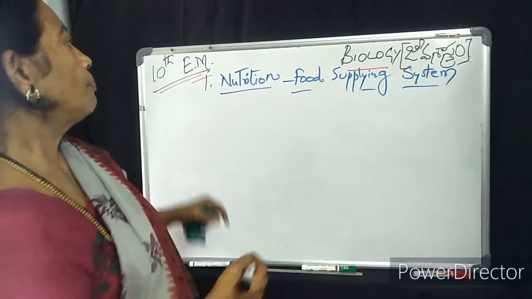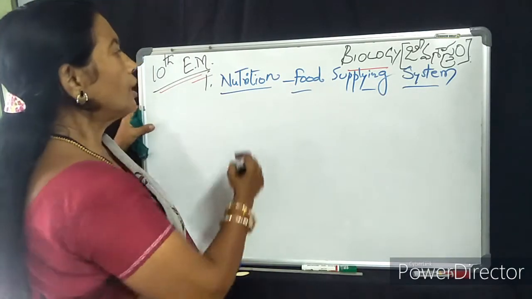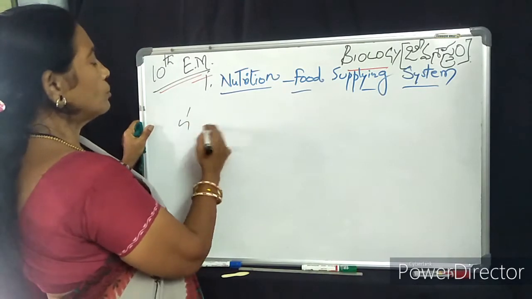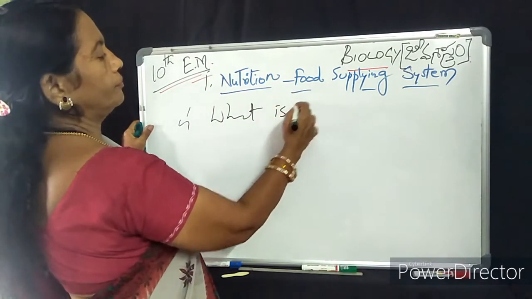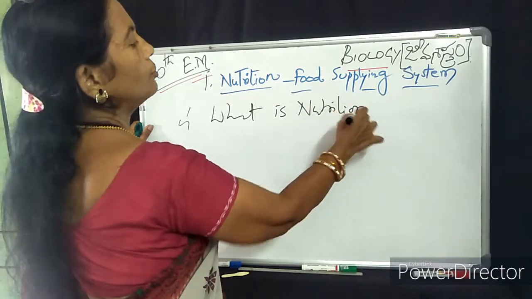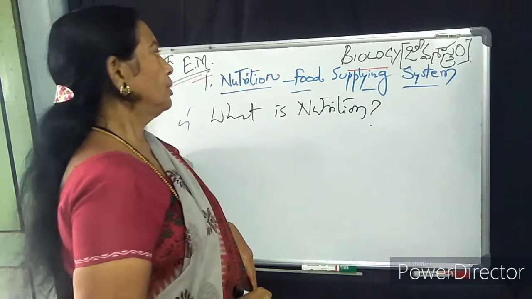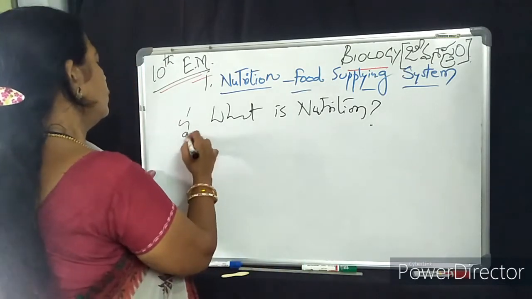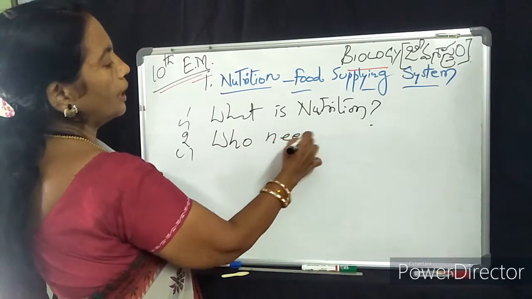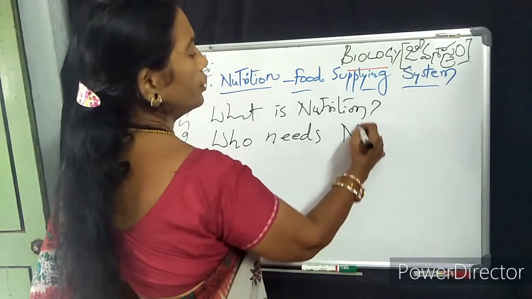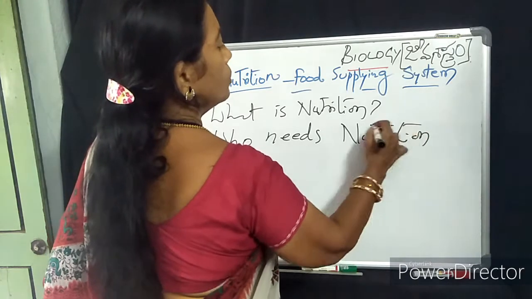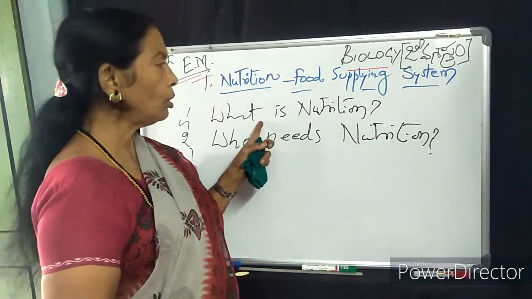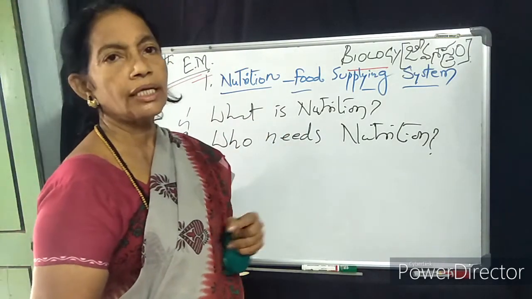So why I am telling this is, our lesson is nutrition, that is called food supplying system. Now we have to ask the question: what is nutrition? And the second question is, who needs nutrition? Before going to the lesson, we should know what is nutrition and who needs nutrition.